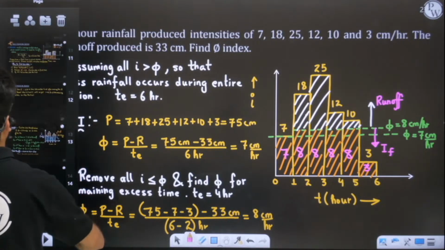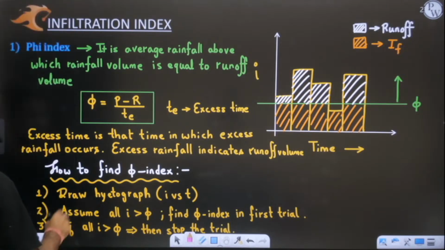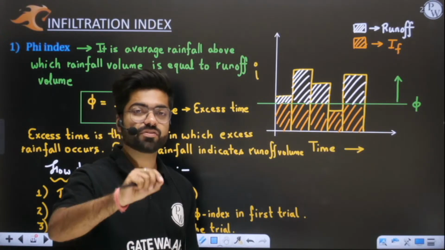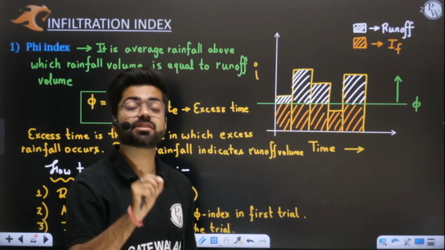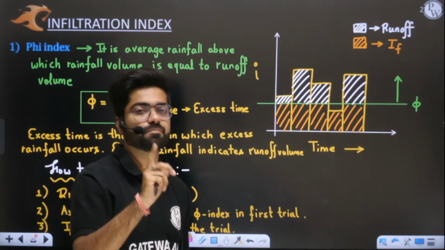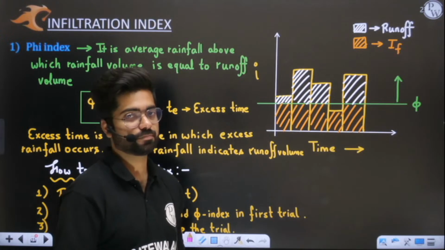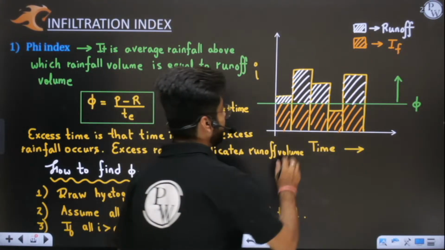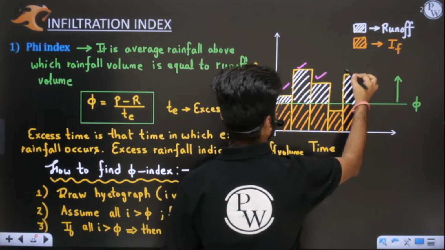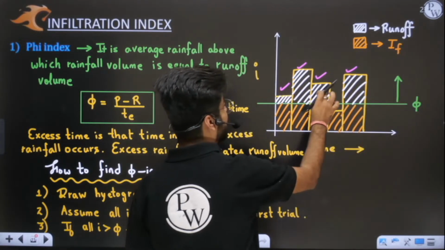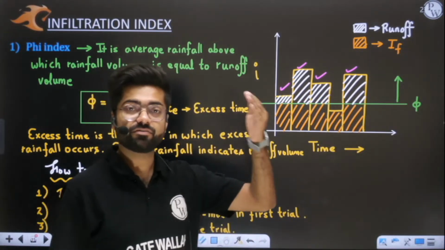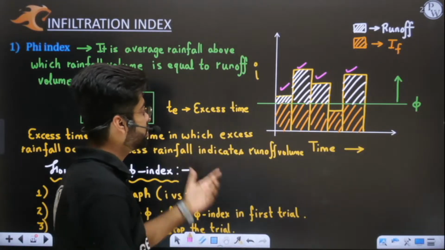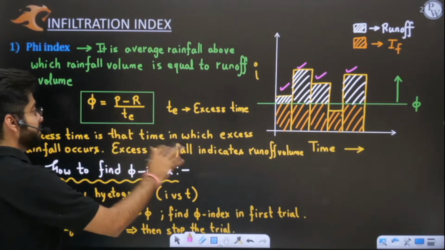I hope all the concepts are clear to you. The most important thing you have to remember is that phi index is evaluated only for excess time, when excess rainfall is there. So repeat again: phi index is only evaluated for that time when we have excess rainfall, when we have runoff. In that excess time only, we will calculate phi index.